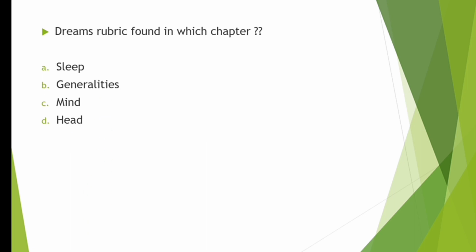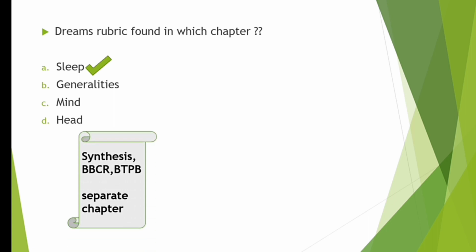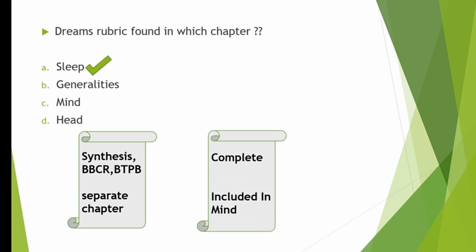Then closing eyes amelioration, found in the mind chapter. Then the dreams rubric found in which chapter? Dreams are found in the sleep chapter. Similarly, in other repertories, in Synthesis, BBCR, BTBB, we can see it as a separate chapter, Dreams. In the Complete Repertory, we can see it in the mind chapter. It is included in mind. Okay.